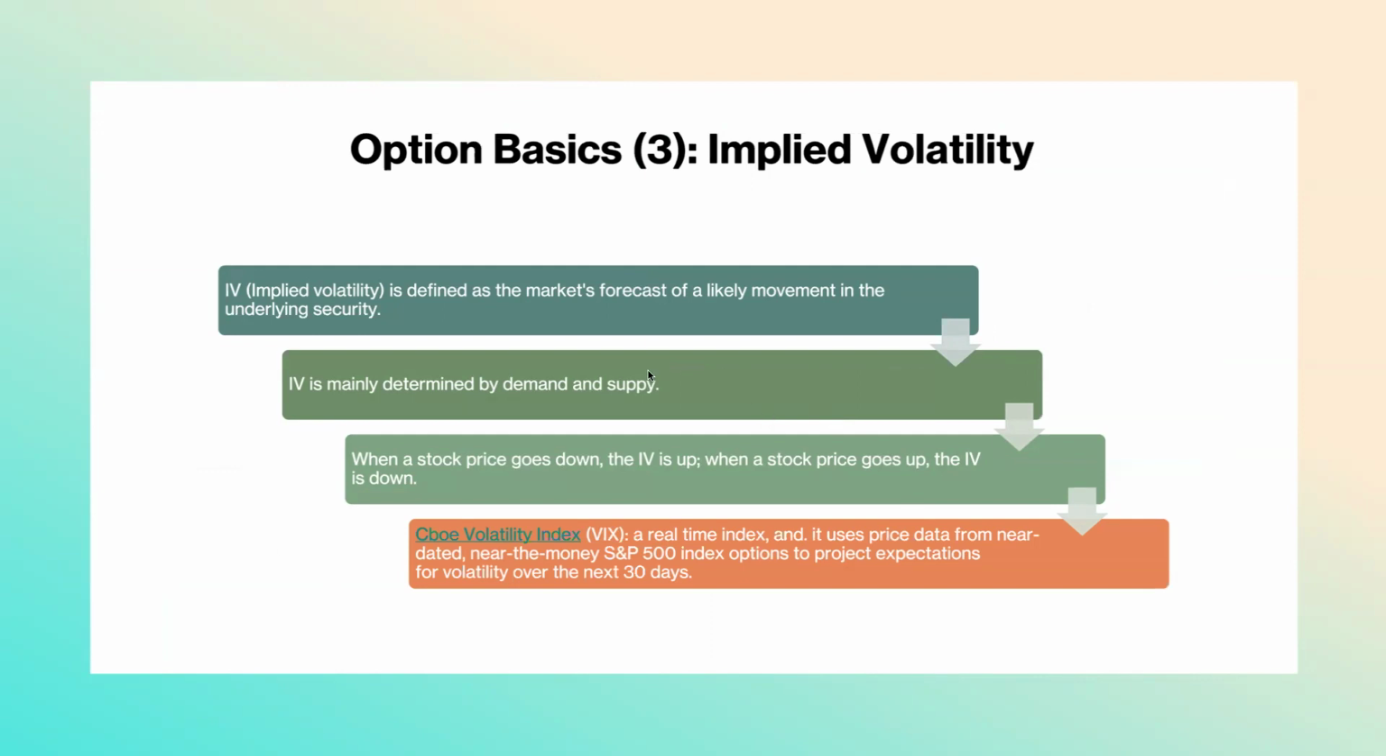In the theta slide, we talked about implied volatility, but I think it deserves more attention. We know IV is defined as the market's forecast of a likely movement in the underlying security, and it's mainly determined by demand and supply. It is also impacted by the stock price movements. When the stock price goes down, the IV is up. When the stock price goes up, the IV is down. This actually has a very interesting impact on puts.